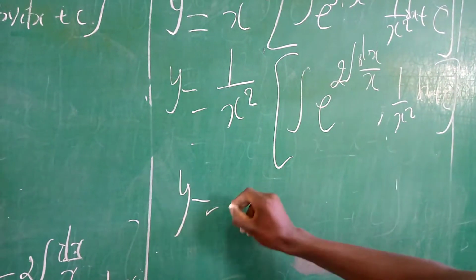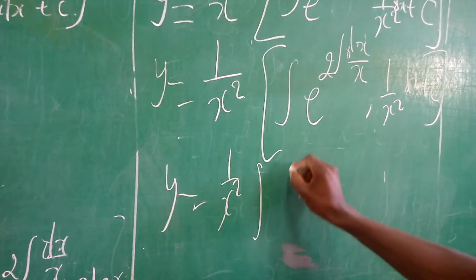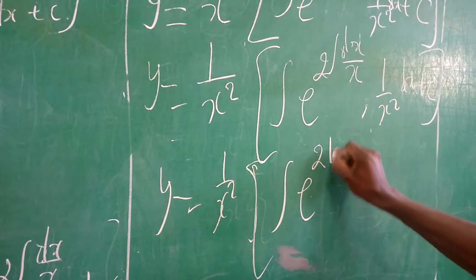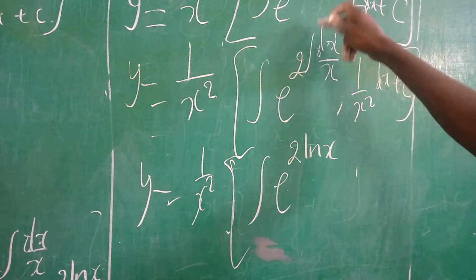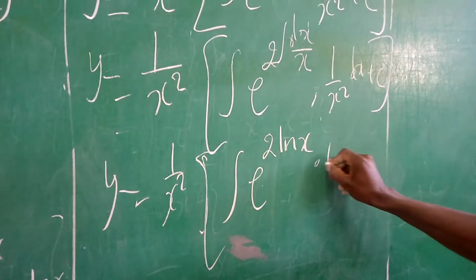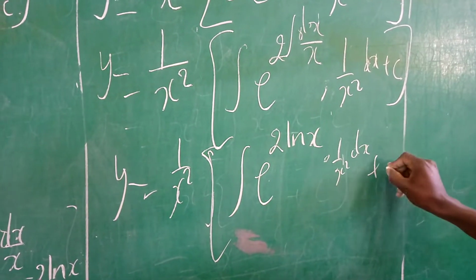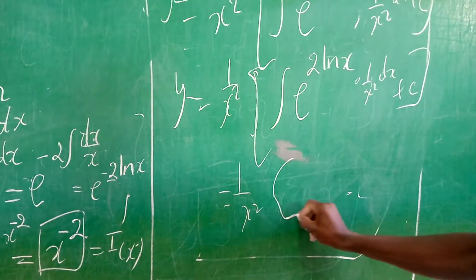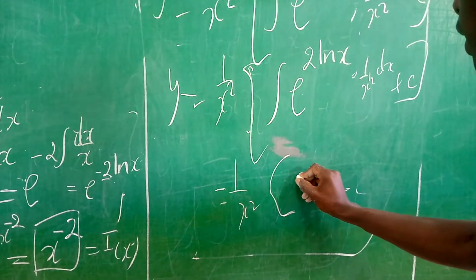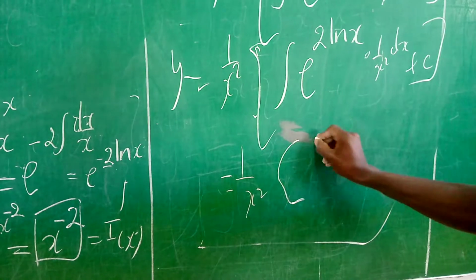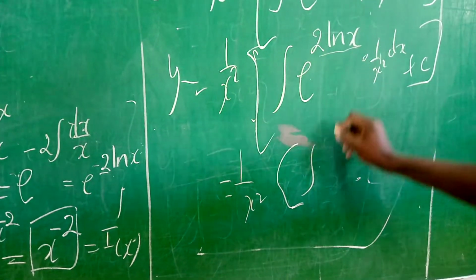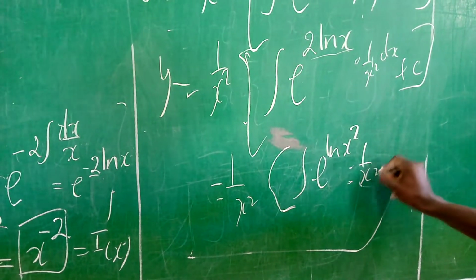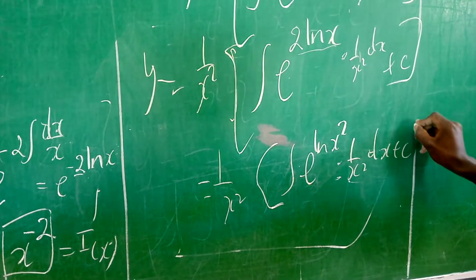Hence we get y equal to 1 over x squared times integral of e power 2 ln x, as we are seeing that this will give us ln x times 1 over x squared dx plus c. Now we get 1 over x squared times integral of this, which will give us e power ln x squared times 1 over x squared dx plus c.